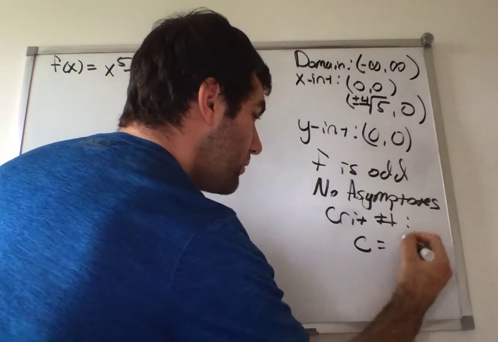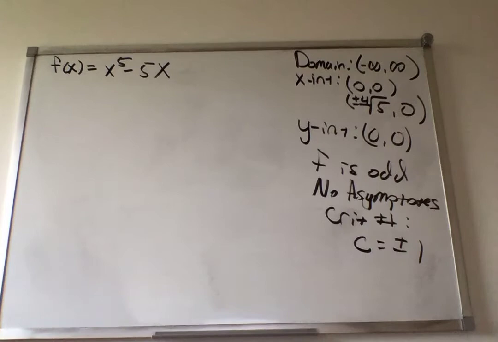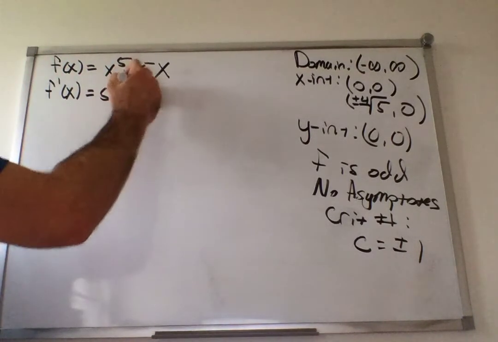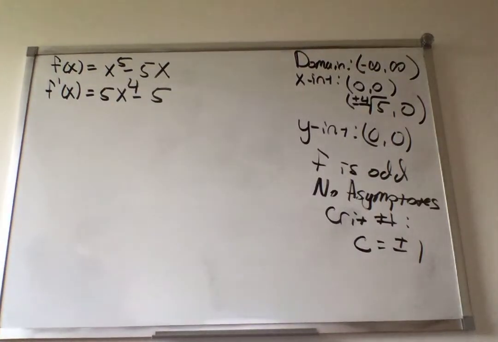I'll put c is equal to plus or minus 1. Okay? We still needed our derivative, f prime of x. I don't know why I erased it. Now, what we're going to do is apply the increasing, decreasing test that we learned in section 4.1 to go ahead and find the intervals of increasing and decreasing, okay?